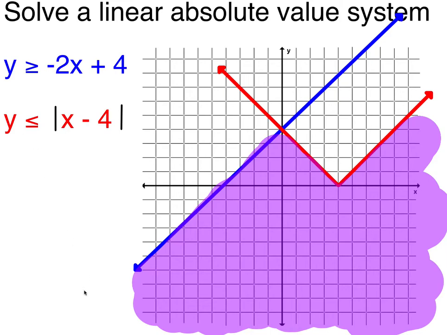Okay, so this is the solution that you should have had. The red is the graph of that absolute value function. The blue is the graph of the line. We should shade below. Oh, no, we should be shading above the blue line and below the red line. So above the blue and below the red is over here. So I've made a mistake again.